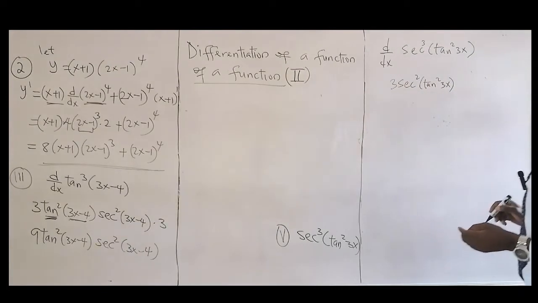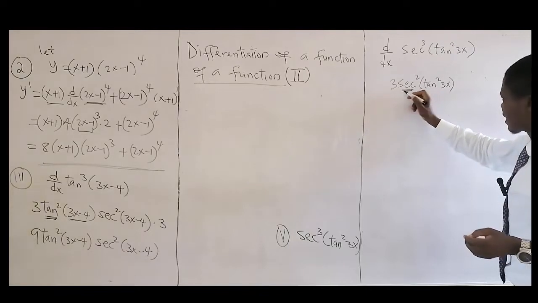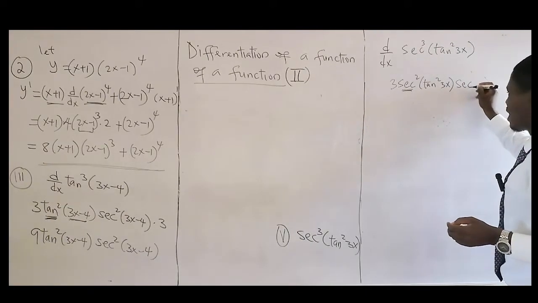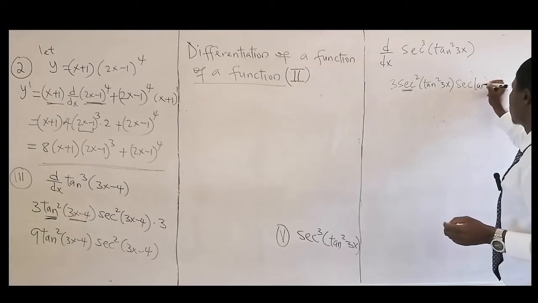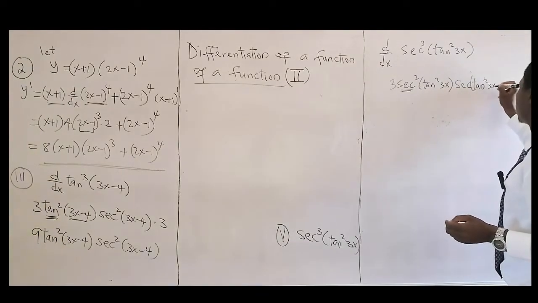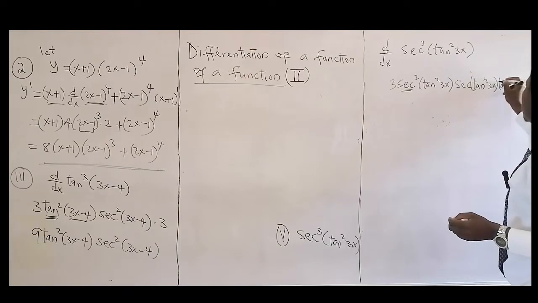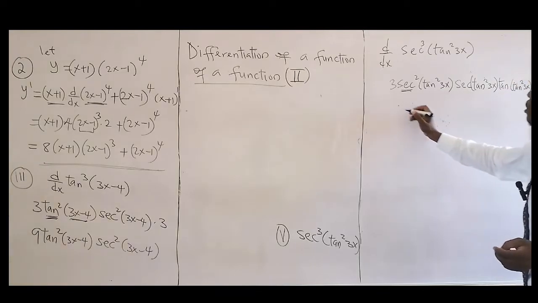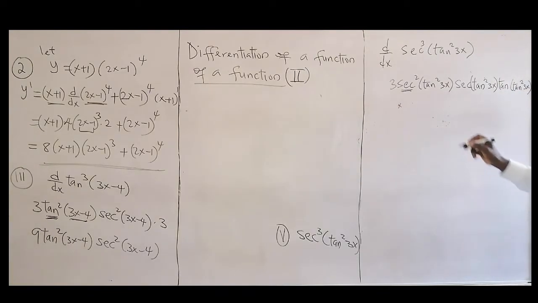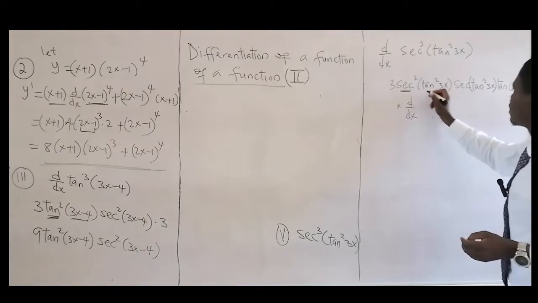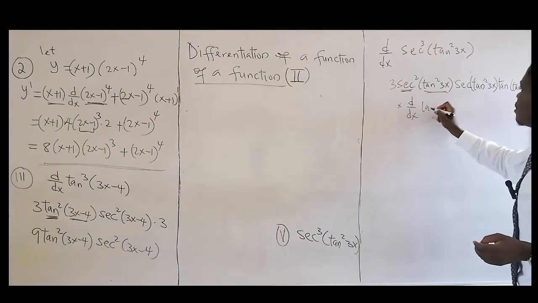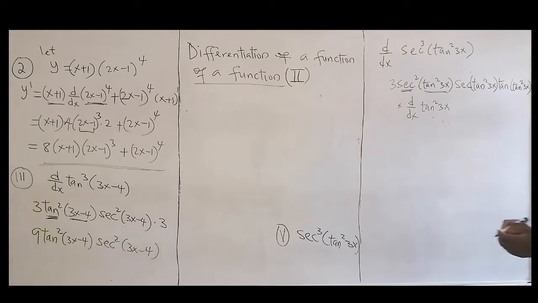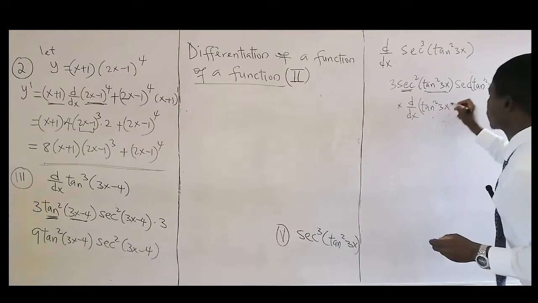Then times the derivative of sec, which is what? Sec tan, sec of the function tan squared 3x. And then times what again? The derivative of the angle itself, the derivative of tan squared 3x.